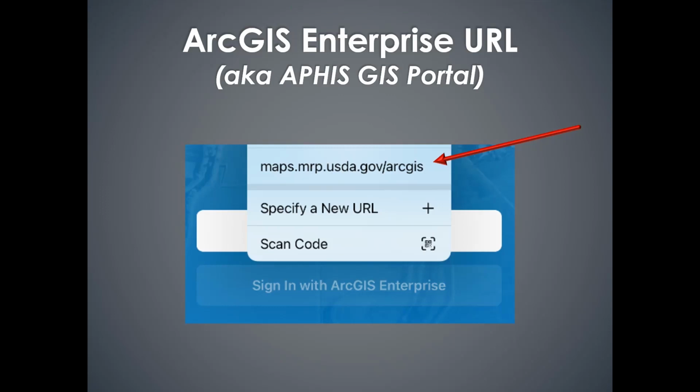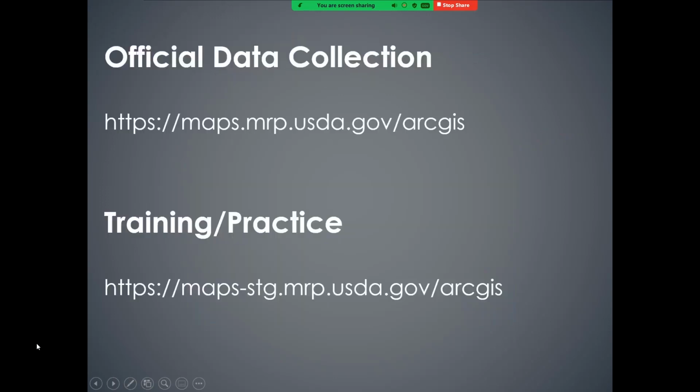It'll save a few, so you can have a couple of URLs here to choose from, depending on whether you use this training map, which we'll talk about in a second. So this is our official MRP USDA Enterprise URL. Ever after then, you just tap the appropriate URL and log right on in. But what we've got now is two URLs, so I'm showing you both here. Today, we're going to use the training one.